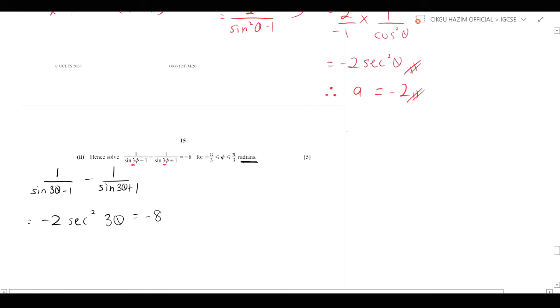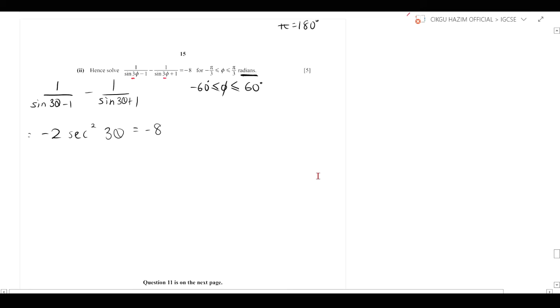So here pi is always equal to 180 degree. So 180 degree divided by 3, they say here that this angle is between -60 degree and less than 60 degree. It must be from -60 degree to 60 degree. So your answer must be between that. Okay, your answer must be between that. So that's how we understand.